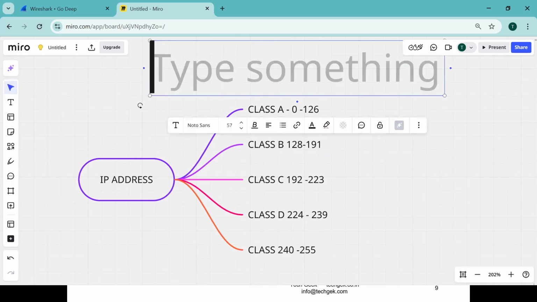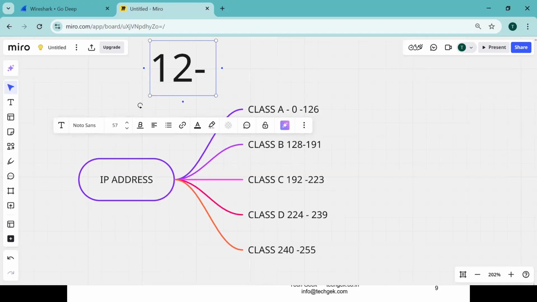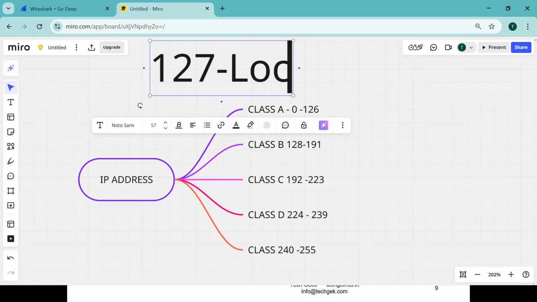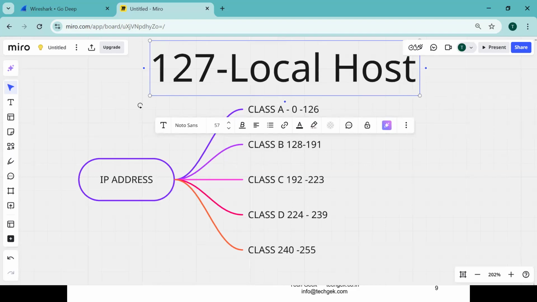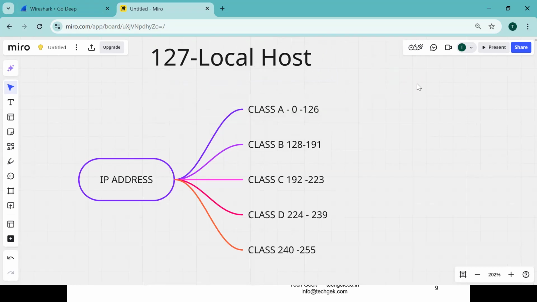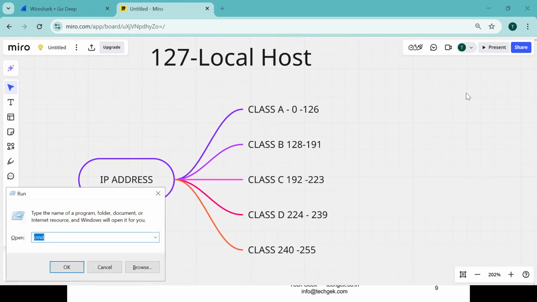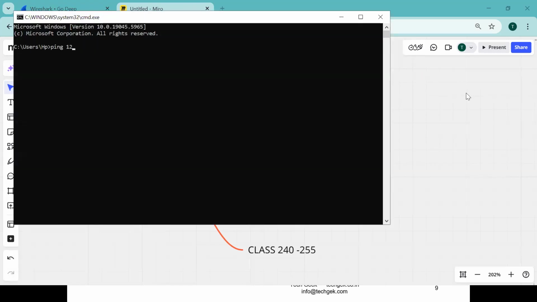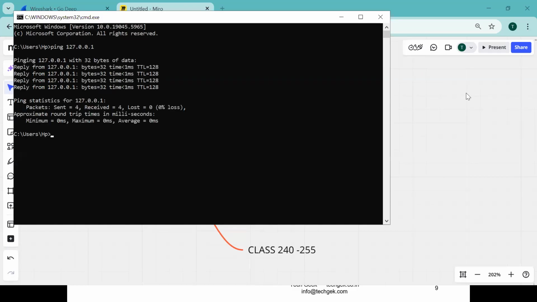What is that? 127. If you ask why we have not used 127 here, it actually comes under class A only, but it is considered the local net, the localhost. That is fixed for our computer. Whenever we see 127.0.0.1, we always get a reply; it is a live IP address for the local machine.